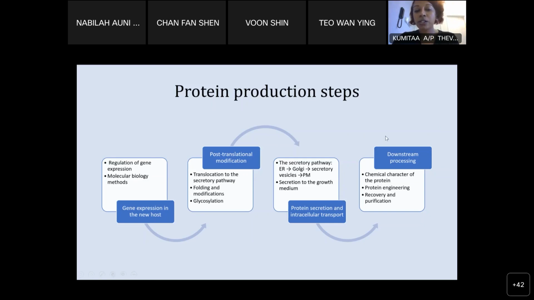We also touched a little bit on molecular biology methods. So this does sort of go back to your cloning scheme, for example. So that's one of the first important steps. Next is the post-translational modification.